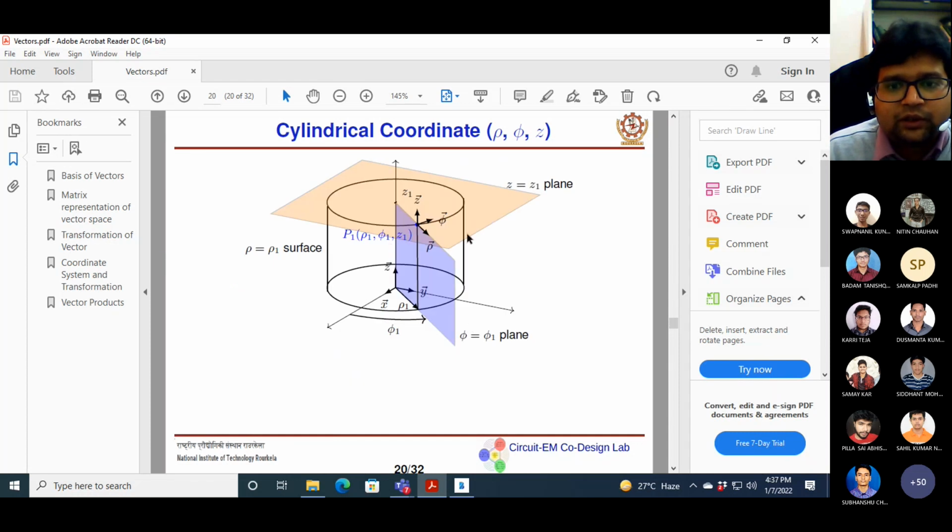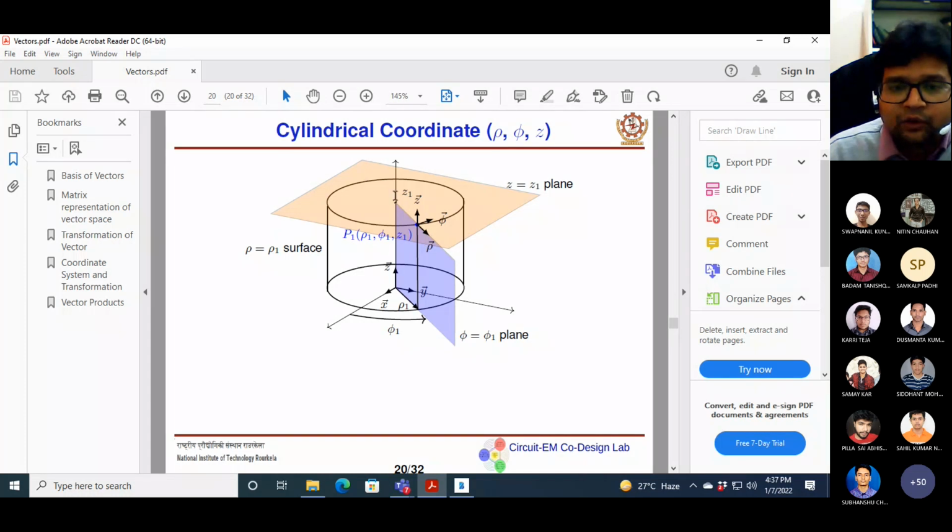So you can see this phi direction represents the tangent of the cylindrical surface, and it is in the xy plane. And rho is basically normal to the cylindrical surface.